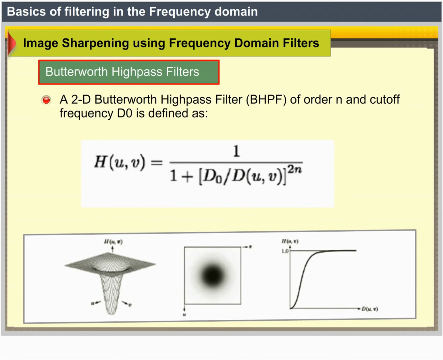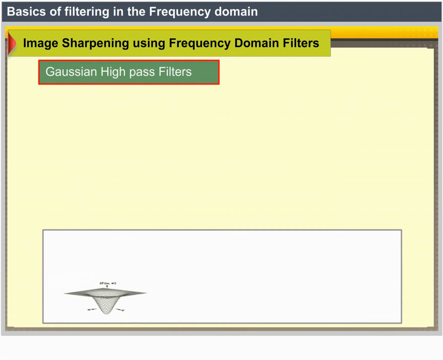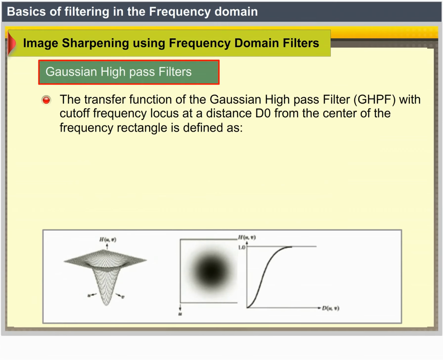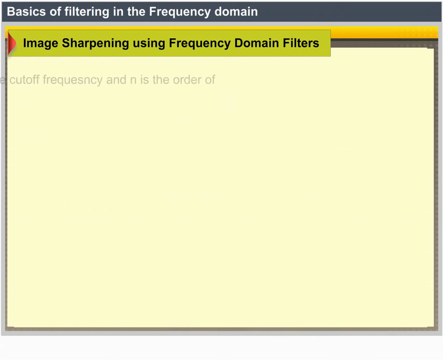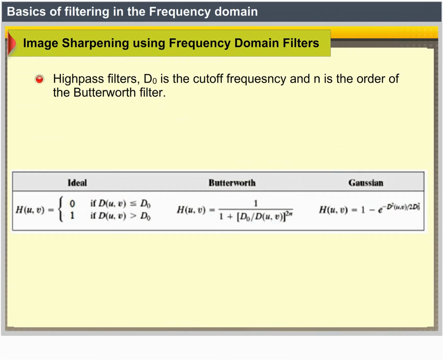Gaussian high-pass filters. The transfer function of the Gaussian high-pass filter, GHPF, with cutoff frequency locus at a distance D0 from the center of the frequency rectangle is defined as shown on screen. High-pass filters: D0 is the cutoff frequency and n is the order of the Butterworth filter.